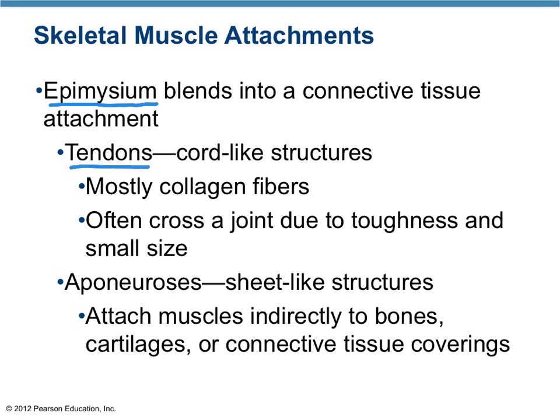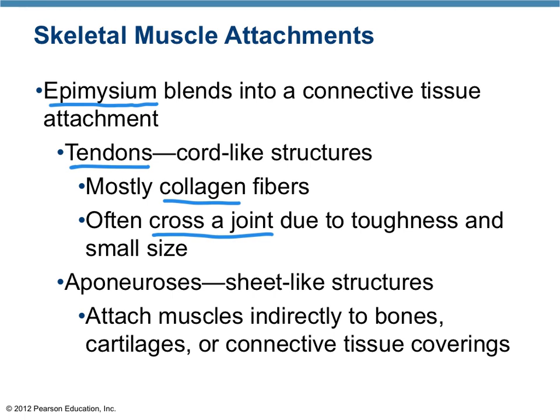So tendons are cord-like structures. They're made mostly of collagen. They often cross a joint because they're very tough and they're not very large. If the belly of your muscle crossed the joint, your joint range of motion would be smaller because you'd have something very large, the belly of the muscle, blocking the movement of that joint. So connective tissue crosses joints, and then the belly of your muscles are located usually on top of the bone.